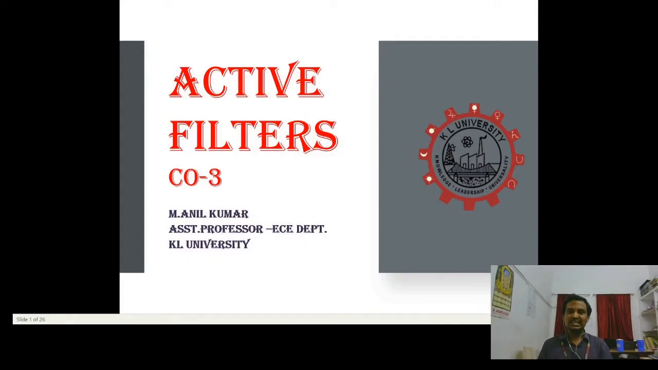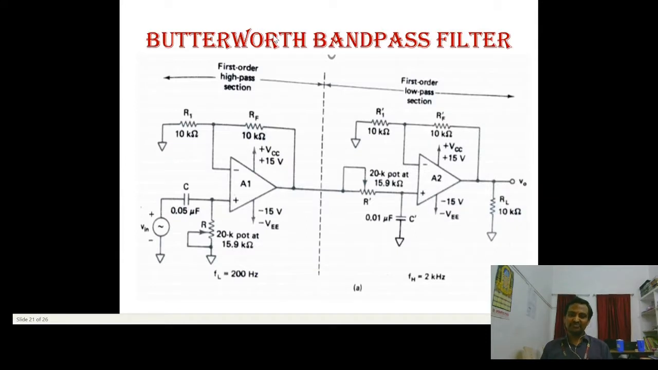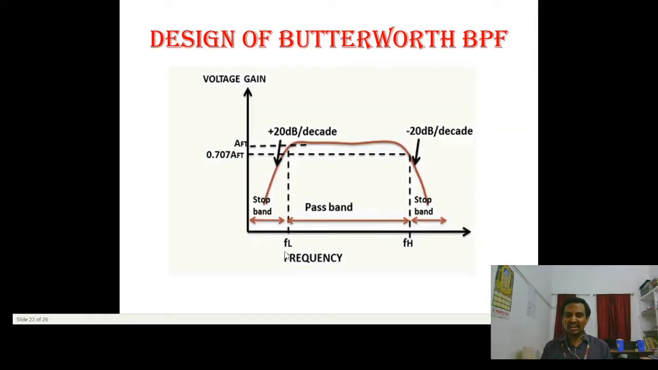Hi students, today let us discuss the active filters. Butterworth band pass filter. This is the combination of both low pass filter section and the high pass filter section. If you combine two sections of the filters, both low pass filter section and the high pass filter section, then you say it is a band pass filter. Between the lower cutoff frequency and higher cutoff frequency, it will allow all the frequencies. That's why it is considered to be the band pass filter.